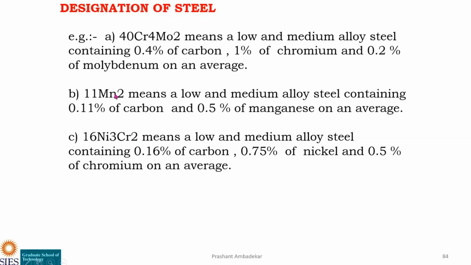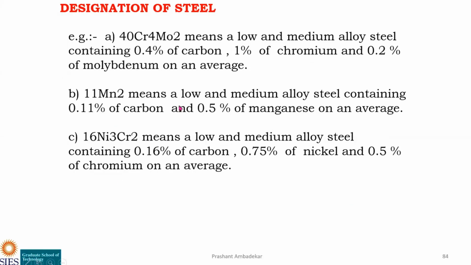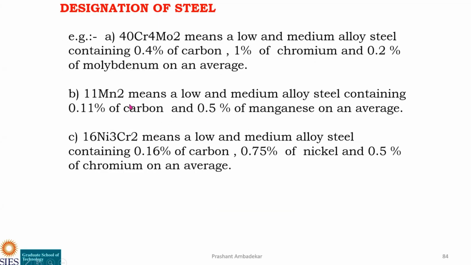Okay, for Mn, what is the multiplying factor? Again, the Mn multiplying factor is 4. So for 0.5 of manganese, here what we'll write is 2 Mn. Just to avoid writing the small decimal values, they have specified some multiplying factor, and that's why we are using the multiplying factor to write the designation.